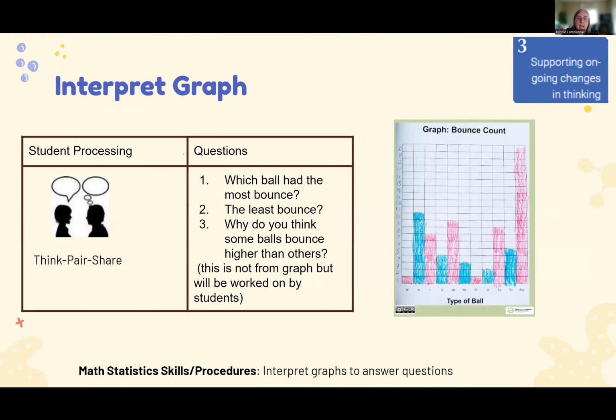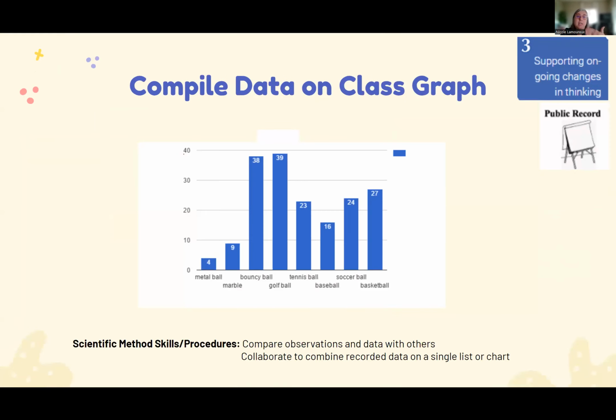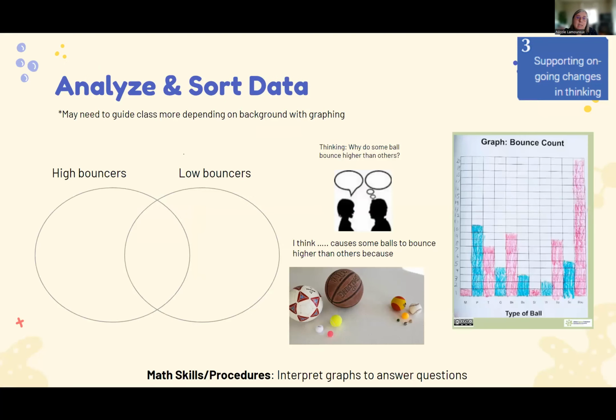Not so easy from a graph, and that requires a little bit more. Now you can compile the data, where they're supposed to collaborate and combine it, so then everything's on one and they're dealing with the same data. What they can do now to do an analysis is to go back to the same balls that they're investigating and sort them from the high bouncers from the graph to the low bouncers. And they can do a Venn diagram. And then it's like, I think blank causes some balls to bounce higher than others.